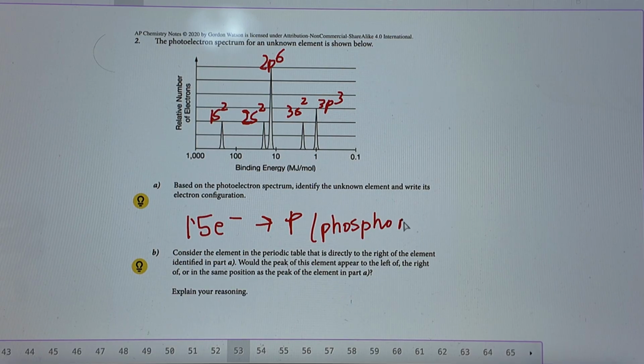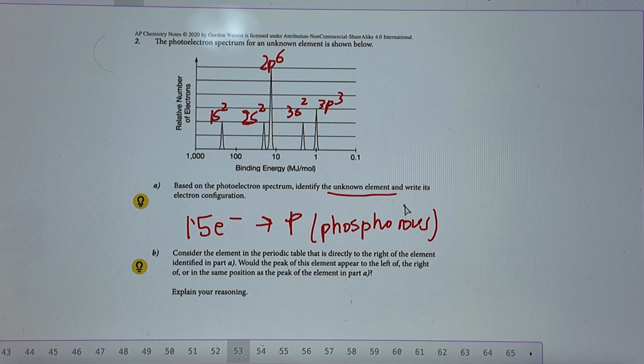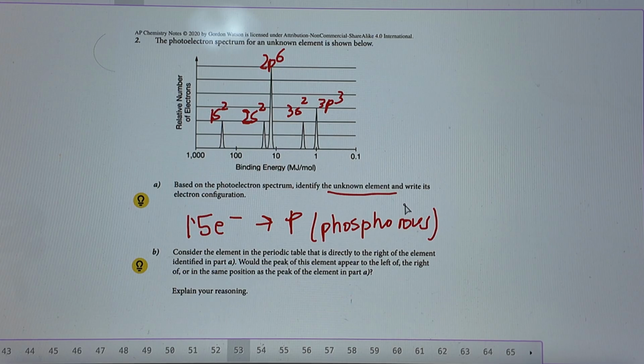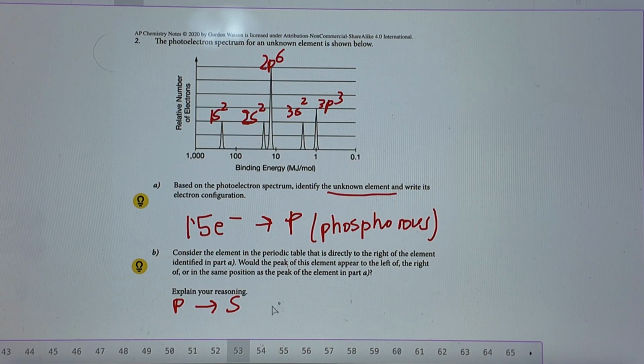Again, I think that's all this question asks, to identify the unknown element, and we did that. And then lastly, it says to consider the element in the periodic table next to the right of phosphorus. So I believe next to phosphorus is sulfur. Okay, so there's phosphorus, and next to it is sulfur. Would the peak of the element be to the left of, the right of, or the same position? Right, so it would never be the same position.